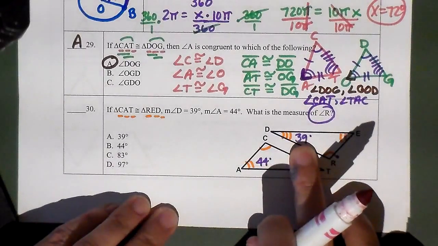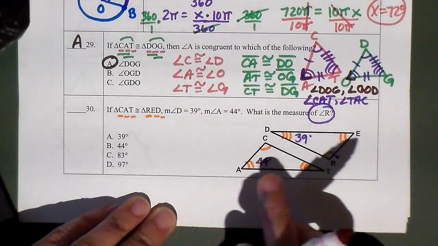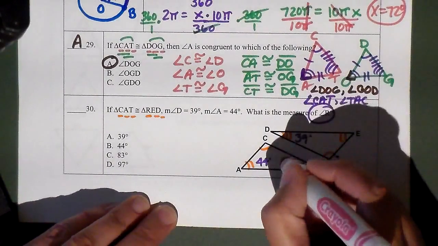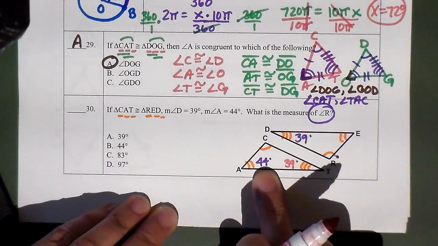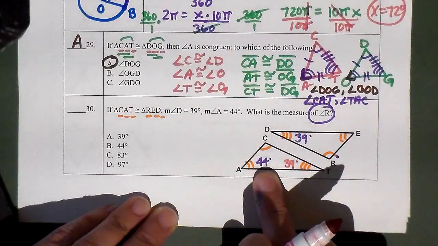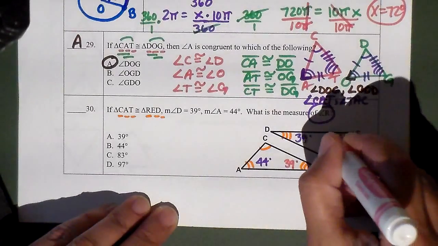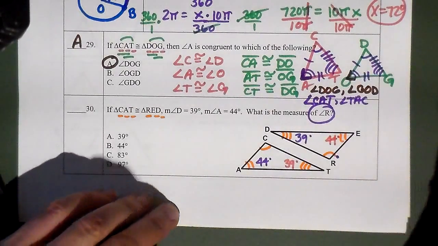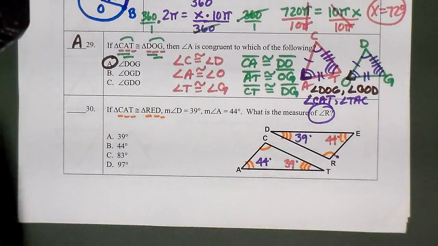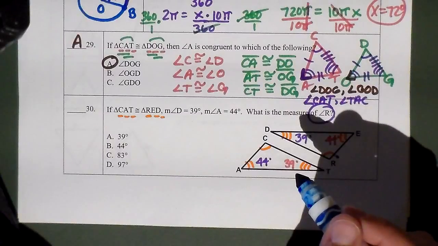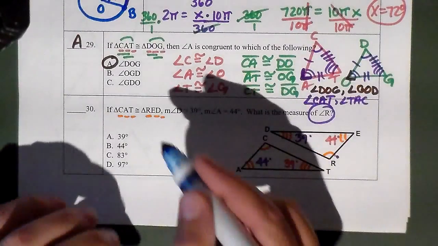Well, let's match up what we have. If D is 39, what else is 39? What is D congruent to? D is congruent to T. So that would be 39 also. If A is 44, what else is 44? Well, A is congruent to E, so this is 44. To find R, we have to find the remaining angle of the triangle. What do the angles of a triangle add up to? Y'all are so smart. You're right, 180.